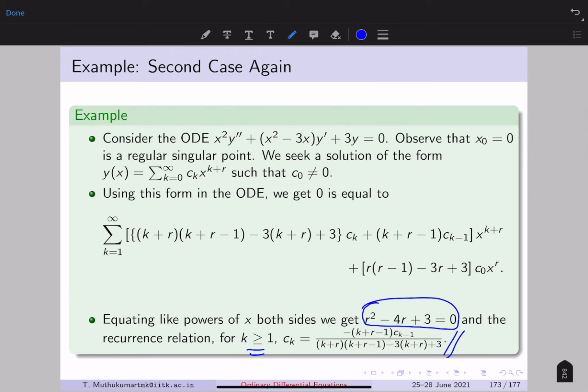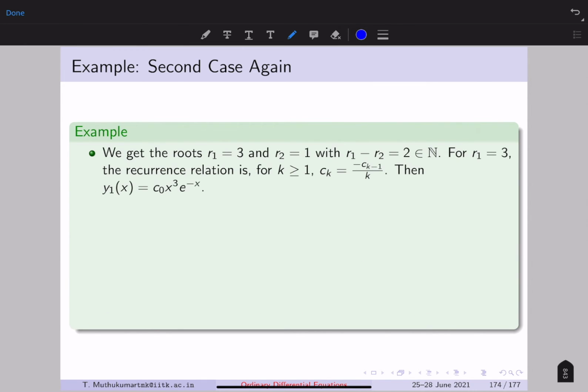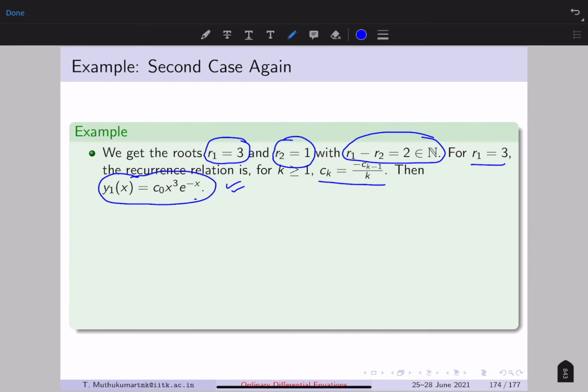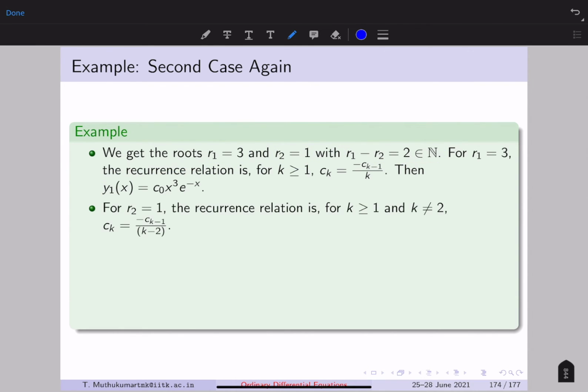So if you solve the quadratic equation in R, then you get two powers, which are two roots, 3 and 1, and their difference is a positive integer, which is 2. Now the bigger root is 3, so corresponding to the 3, if you substitute in the relationship, then your recursive relation becomes this. Then if you plug it back and use the coefficients, you actually see that y1 is C0 times x cube e power minus x. So the series can be written as x cube e power minus x. Okay, so that's one solution that you obtained. Now what is the other linearly independent solution that you need to obtain? So the other solution is R2 equal to 1. Use that in the recursive relation.